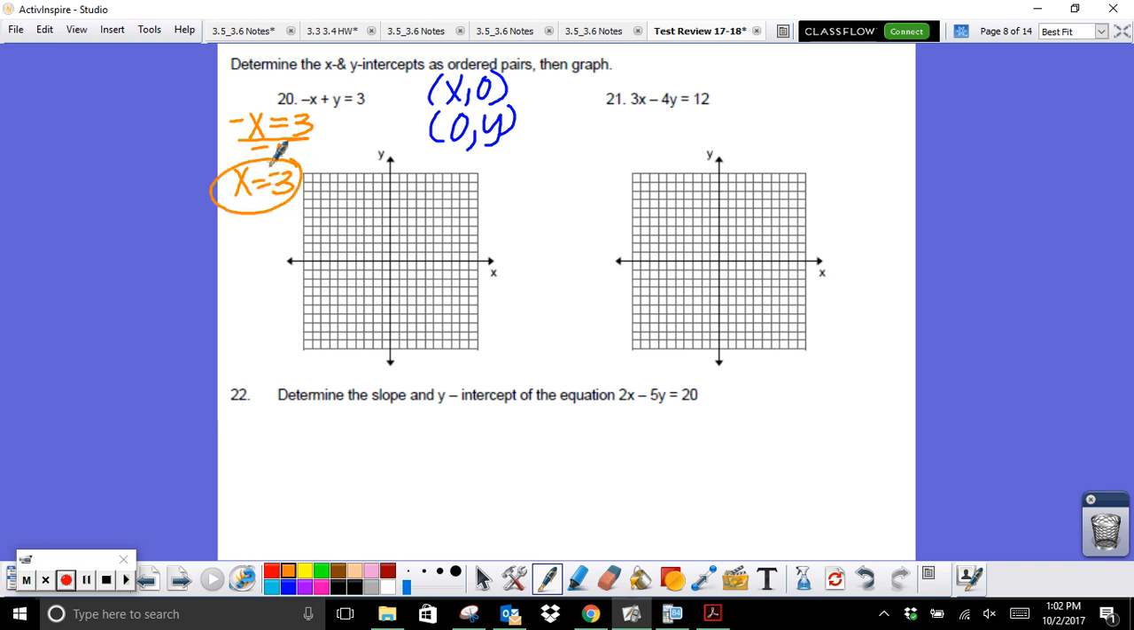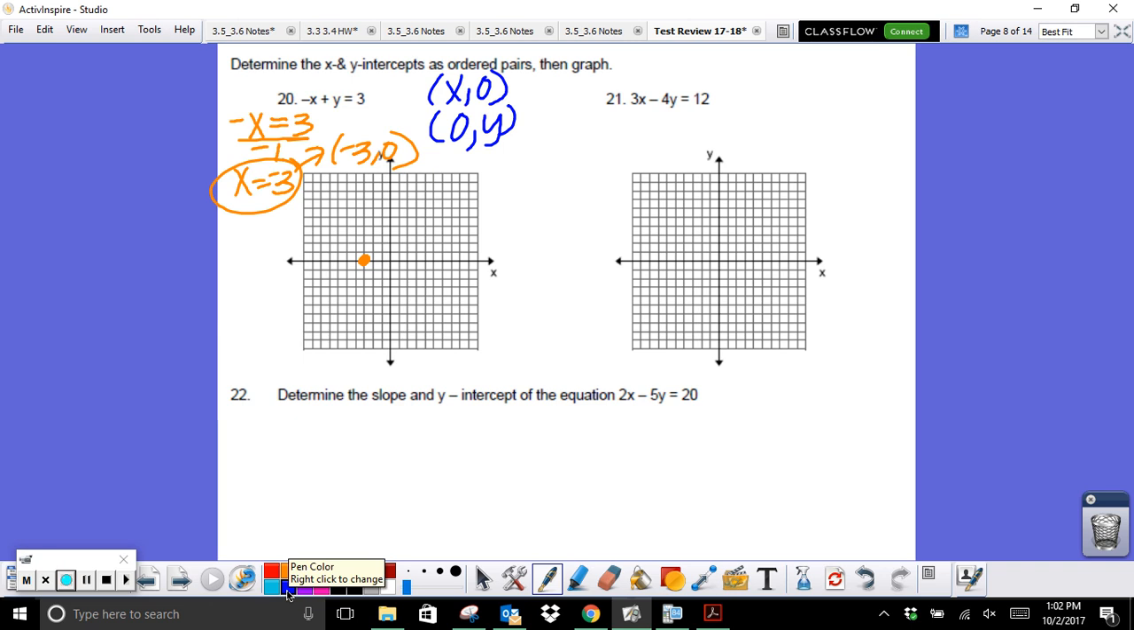Your teachers probably talked about the cover-up method here. It's hard to show that in a video, but if you're looking for x, you can cover up the y and then just solve it from there. So if my x-intercept is negative 3, that ordered pair would be negative 3, 0. I'm going to go ahead and plot that point. So that's where it's going to cross my x-axis.